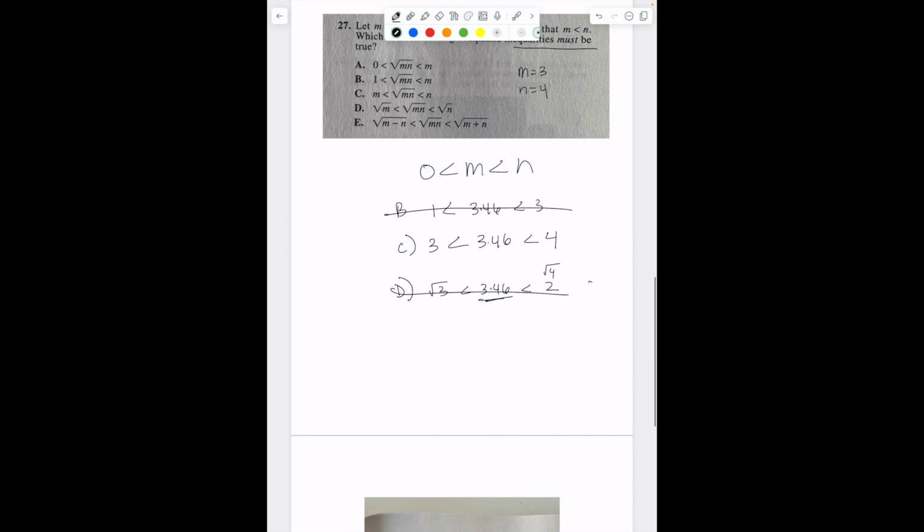Then lastly, we have E. So m minus n, so 3 minus 4. Well, this just becomes negative 1. Then we have is less than 3.46, which is less than 4, 5, 6, 7, square root of 7. Well, you can just check this. What is the square root of 7? Well, if this is the square root of 12, the square root of 7 can't be bigger than the square root of 12. That doesn't make any sense. So your answer choice has to be C.